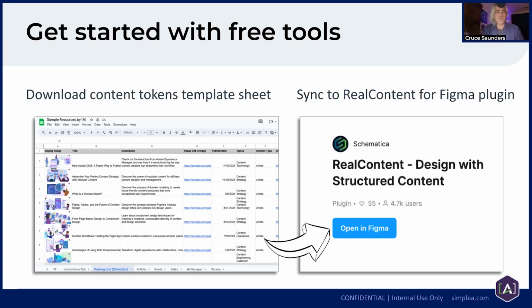So you can get started pretty easily here by downloading the template spreadsheet, syncing it to real content for Figma, playing around with it. It's free to use forever for both of these with a spreadsheet. So it's a good thing for content designers who are wanting to grassroots begin the conversation about structured content and what content tokens are and how that can reuse towards the systems and build towards really truly more interoperable content models.